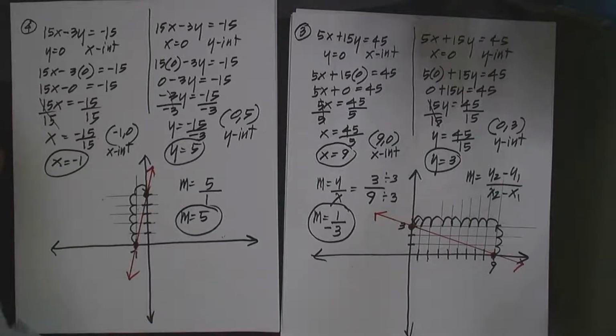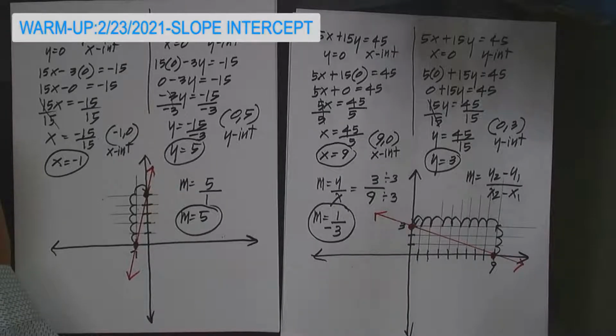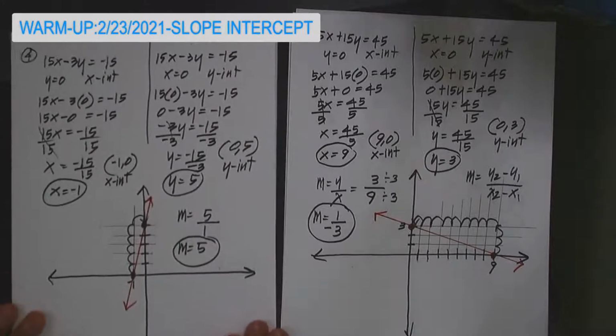Okay, so I want you to copy all of that, so that you can have credit. You're going to submit that on this. That is the title, right? Warm up 2/3/2021 slope intercept, so that you know where you're supposed to put that. Okay, question?